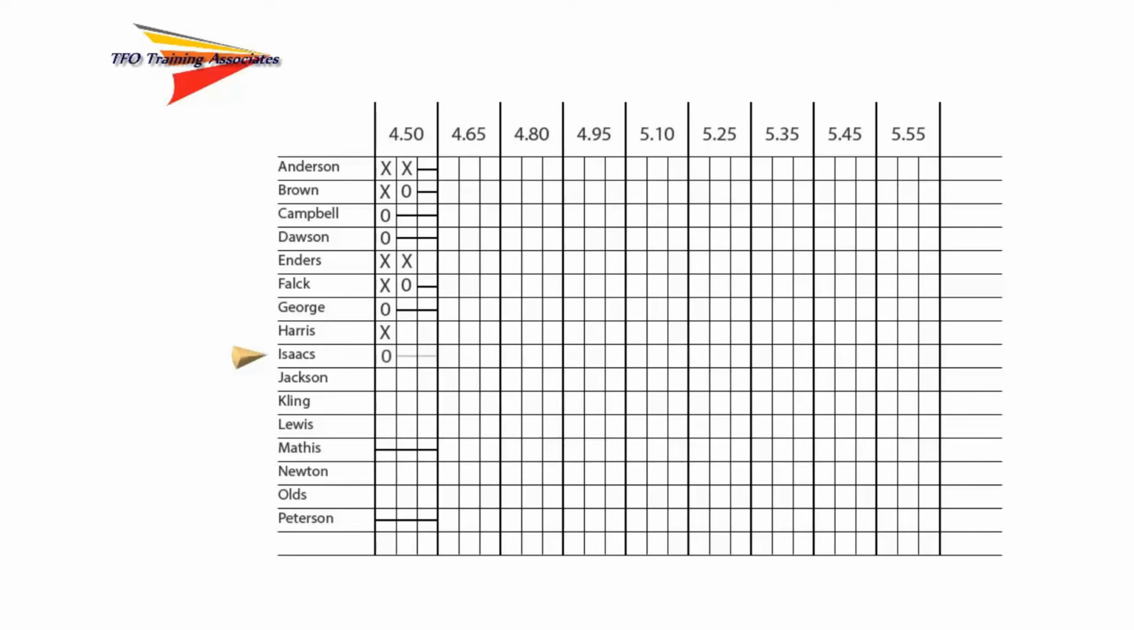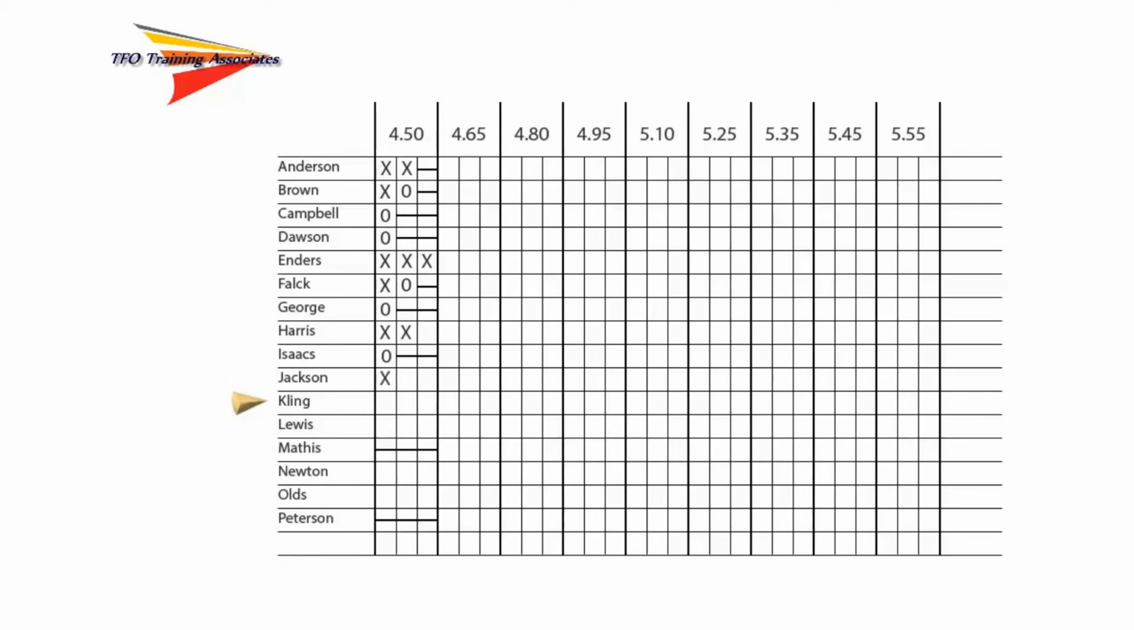He clears 4.50 meters. We now return to Enders for his third attempt. Enders fails on his third attempt and is subsequently out of the competition. Harris is now up for his second attempt. Harris fails for the second time. Jackson is now up. Jackson fails on his first attempt.